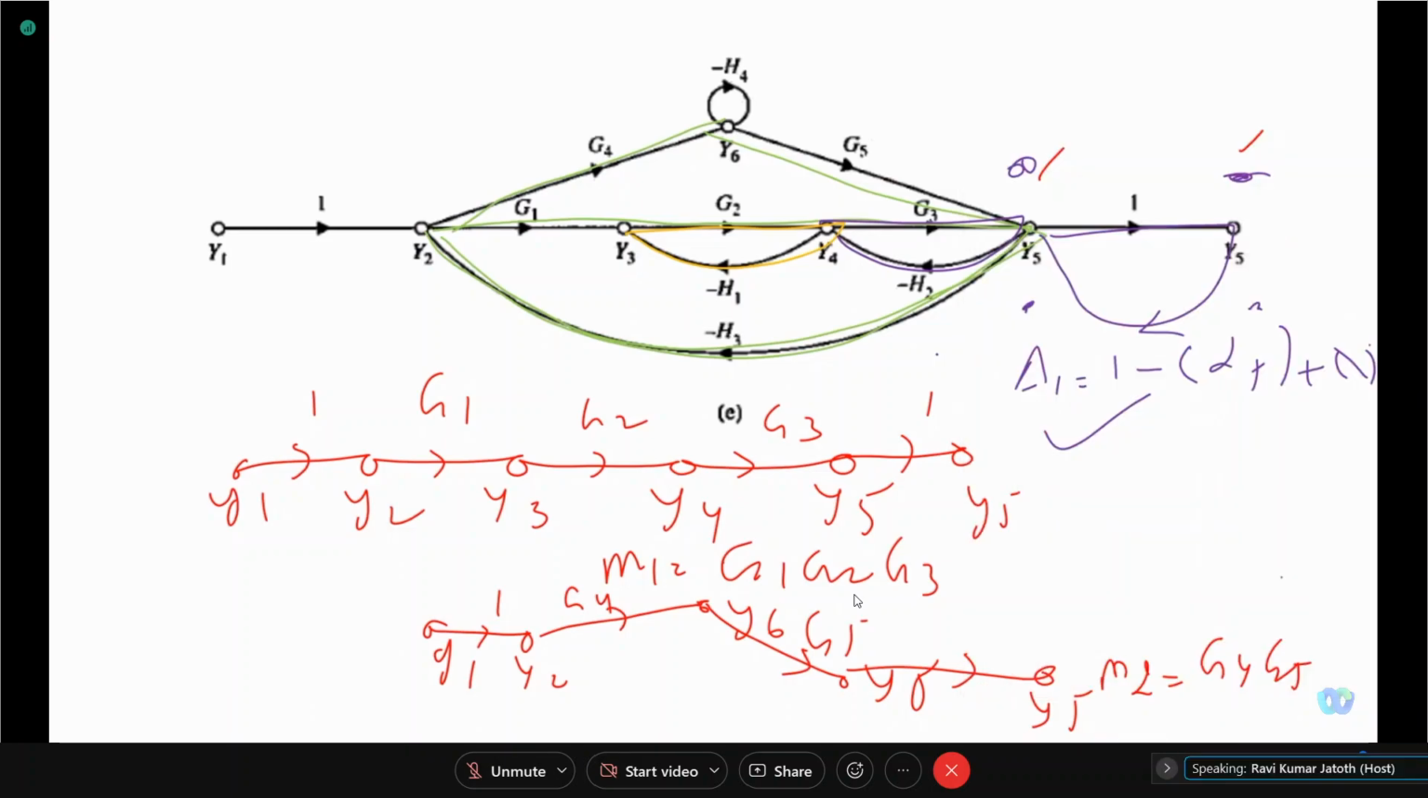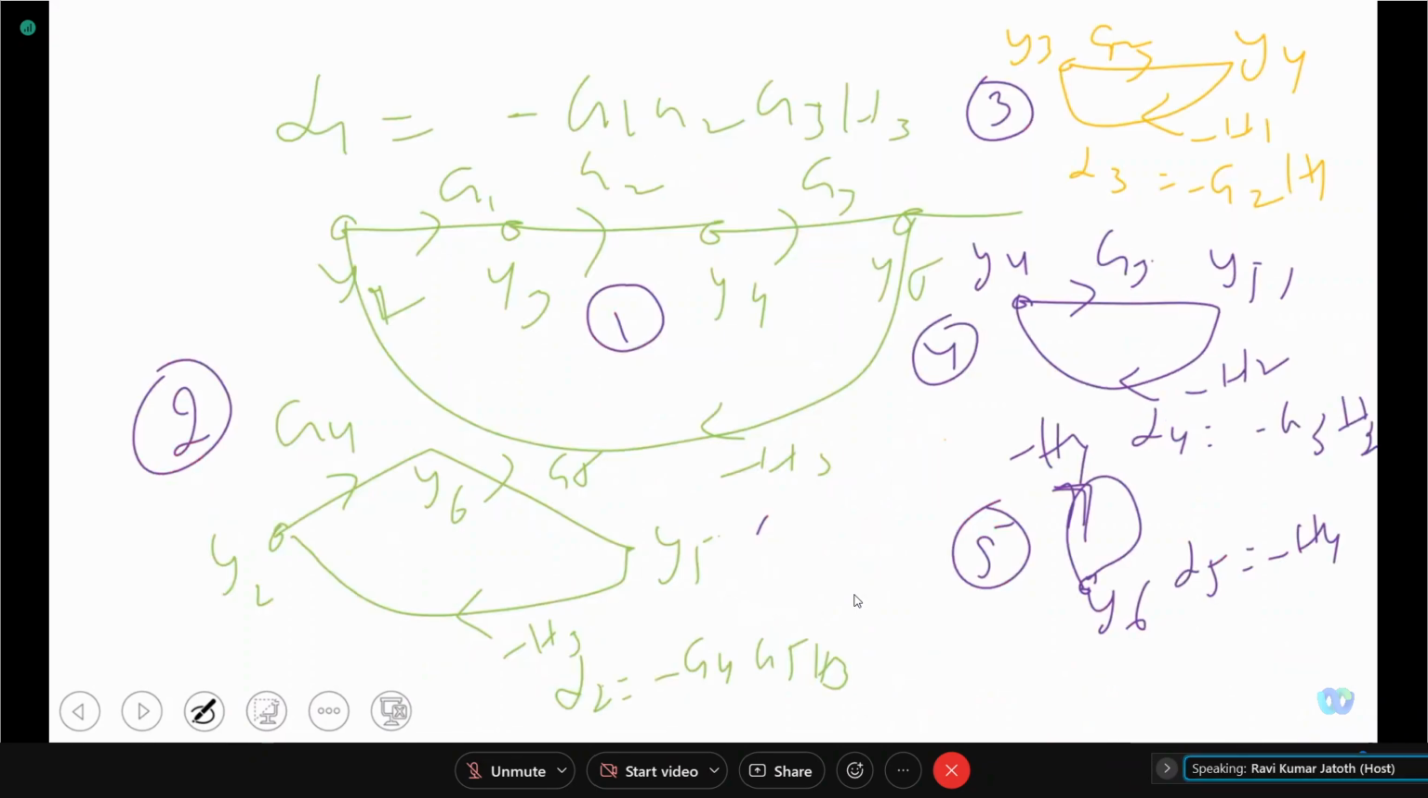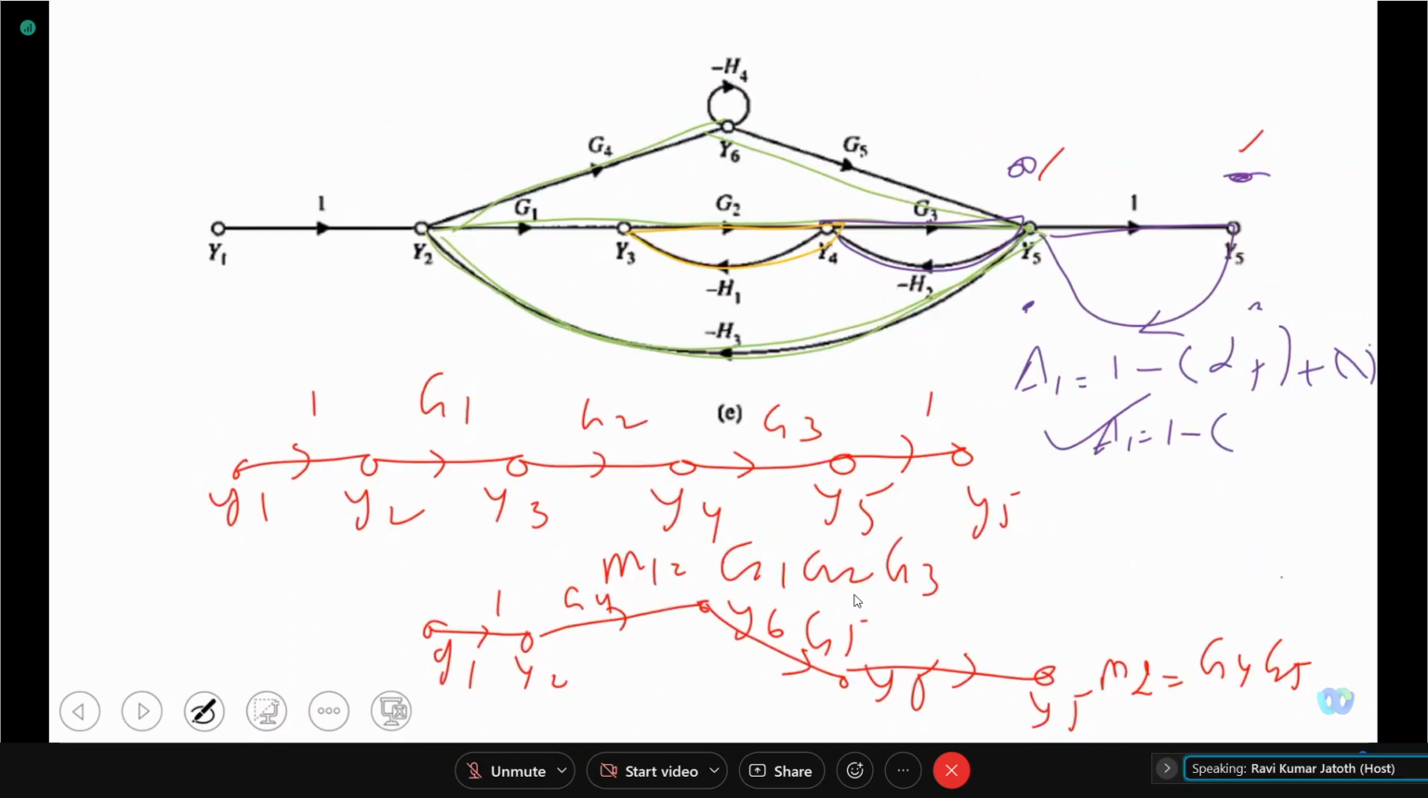Delta 1 is 1 minus L5. L5 is minus H4. So 1 plus H4 is your delta 1.